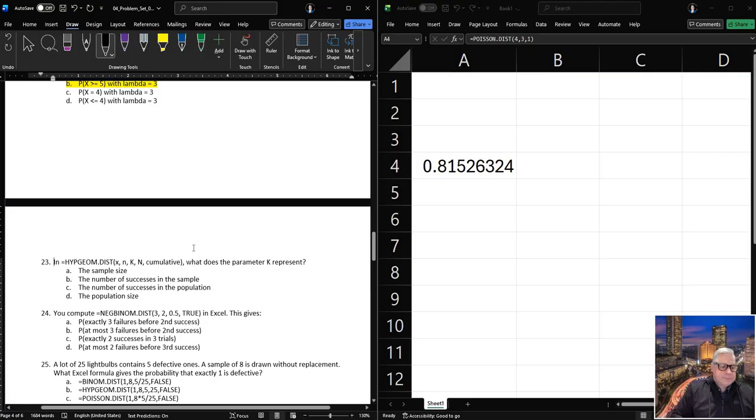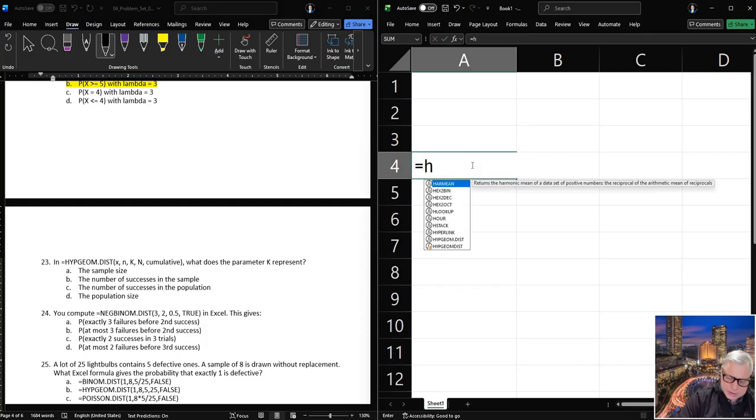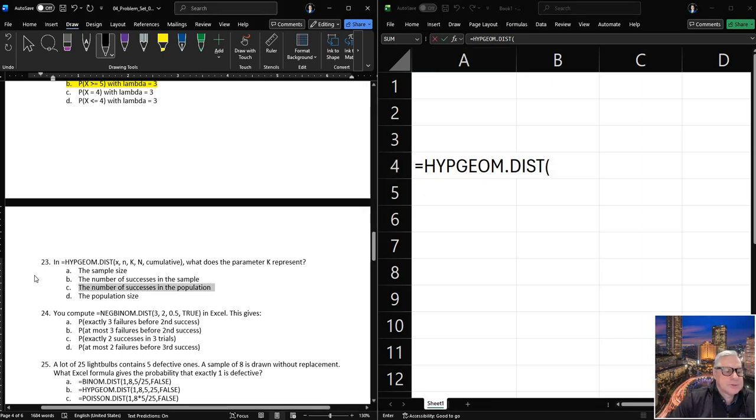Okay, in hypergeometric distribution, x, n, K, N, cumulative, what does the parameter K represent? That is the number of successes in the population. And again, we can double check with Excel. We just call hypergeometric distribution, and then we want the third element, 1, 2, 3. So that's the population successes. So that is C.